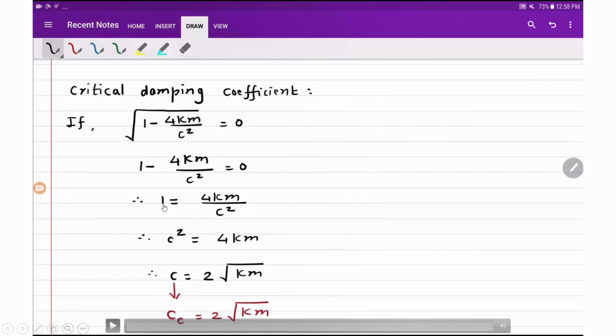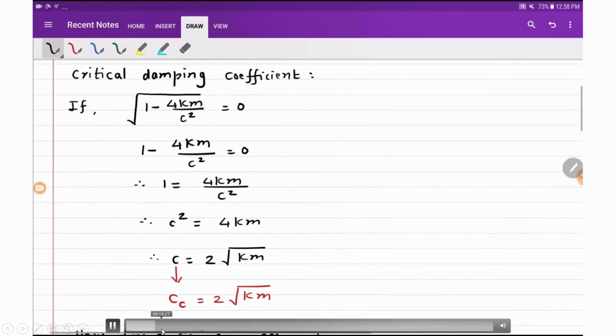Cross multiply by this c square to this 1. So 1 into c square is c square. So c square is equal to 4km. Take square root on both the sides. So c will be equal to 2 root km. So this is the value of critical damping coefficient. The value of damping coefficient obtained by putting square root of 1 minus 4km divided by c square equal to 0, whatever the value of c that we obtain, is known as the critical damping coefficient.